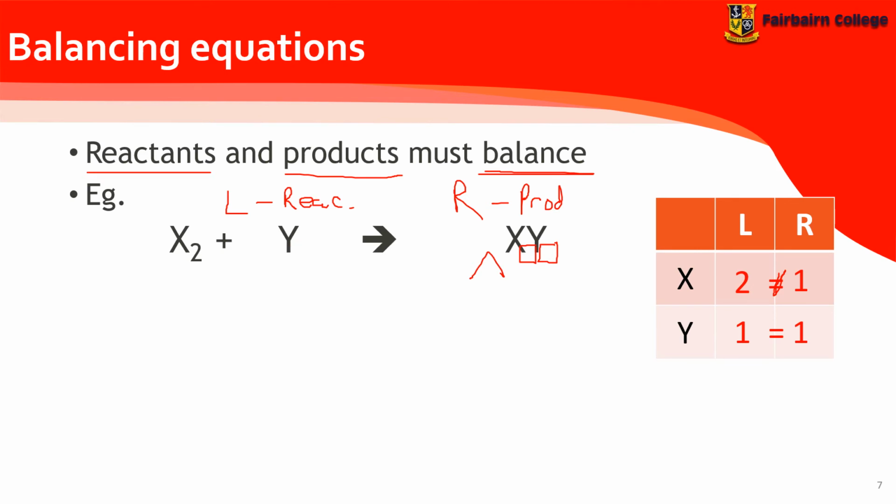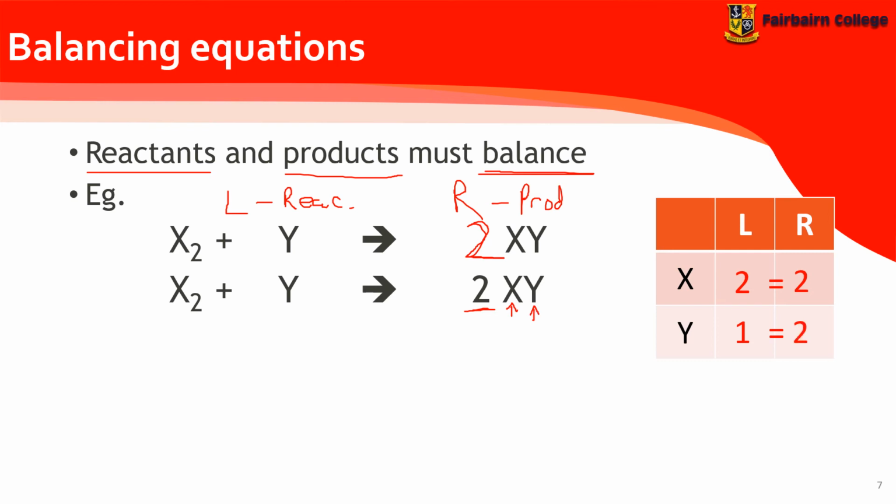So let's see what we can do. Since the X atoms on the right-hand side are half of the X atoms on the left-hand side, it makes sense that we can double the number of X atoms on the right-hand side. So we want this to be 2 over here, and we can do that by adding a 2 in front of the compound XY, and that is then going to result in X2 plus Y resulting in 2XY, and that then means that there are now 2 X atoms on the right-hand side.